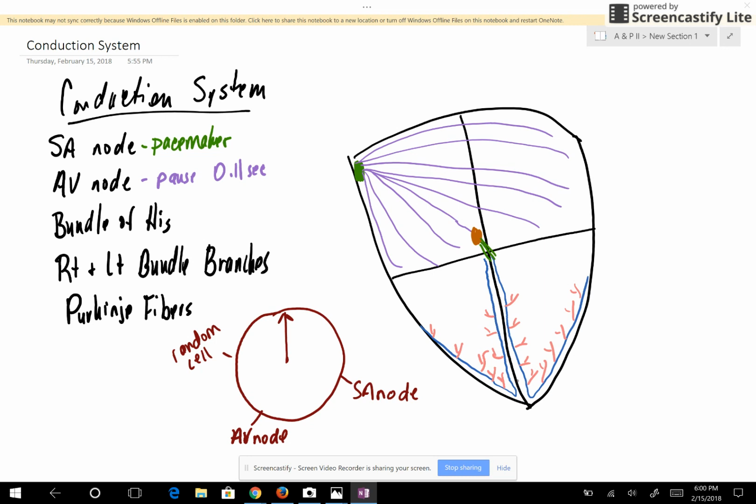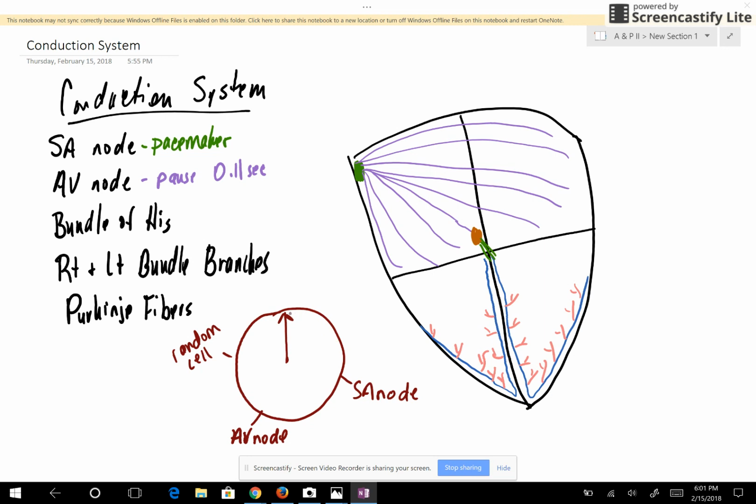The bundle of His takes the information to the right and left bundle branches, to the Purkinje fibers, so that all of the myocardium can contract at the same time. The SA node, then again, tick, tick, tick, goes along. So you see that every single time we go to the clock, our second hand is going to go to the SA node and restart, SA node and restart.